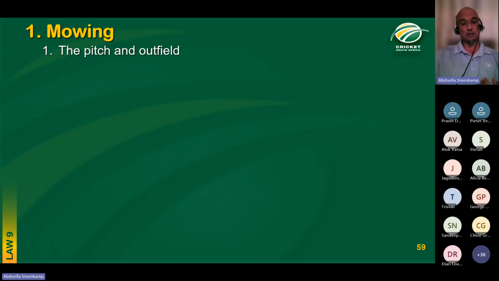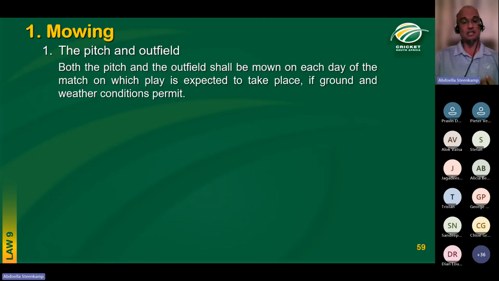So mowing: the law requires that the pitch and the outfield be mown on each day that the match is expected to take place, ground and weather conditions permitting. So in our 5-day test match, day 1, the match starts at 10 o'clock. On day 2, day 3, day 4, and day 5, the law wants the pitch and the outfield to be mown on each day.